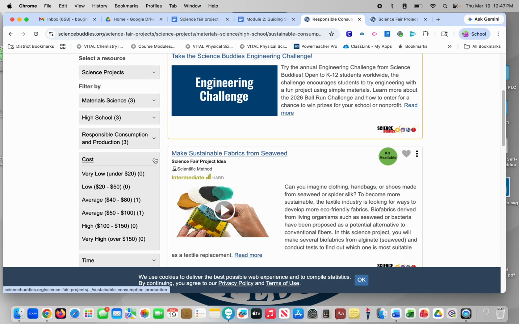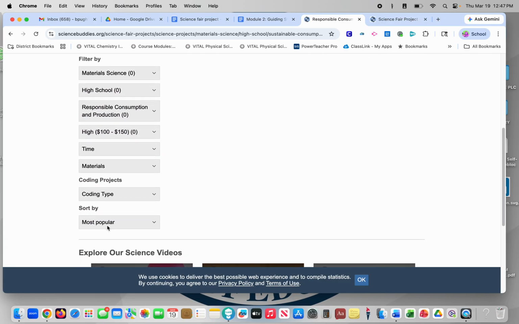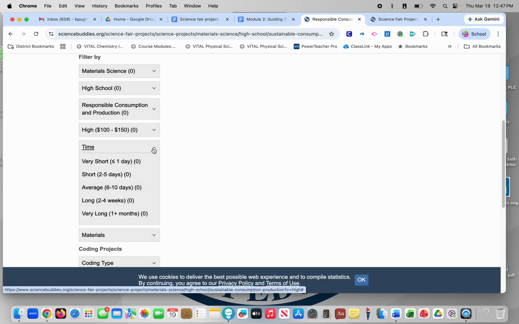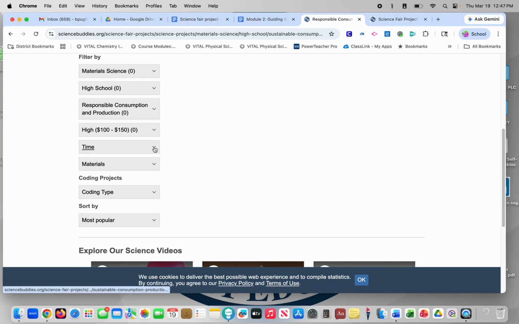You can look at cost. It'll tell you this is very high. It's going to be an expensive project, but keep in mind that our school has money to support anything that you'd want to do. So let's say we're going to shoot for the moon and say I have about $100, $150. How much time will it take? Is it going to be longer than a month? Is it going to be long? That's considered anywhere within a month's time. Average is 6 to 10 days. And notice right here, they do not have any based on time.